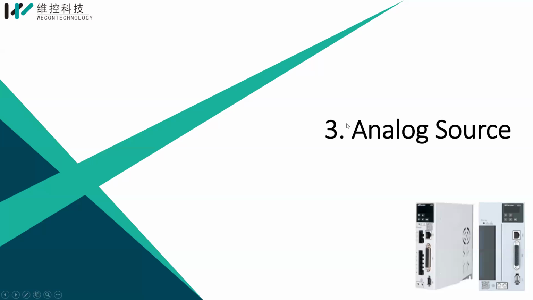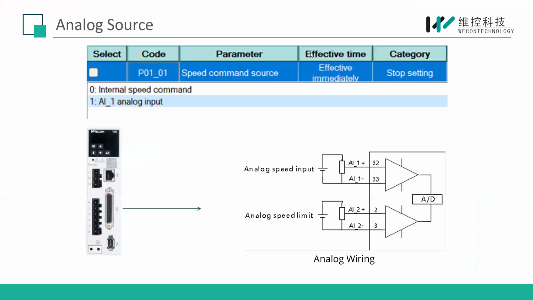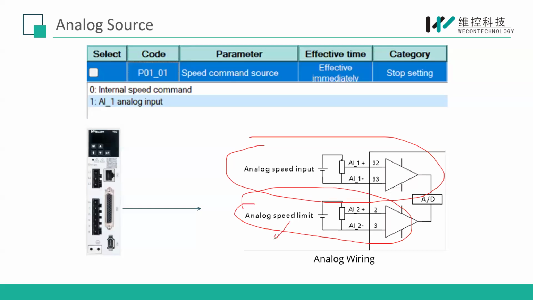Part 3 is about the analog input source. With this analog input source, we need to set this parameter as 1. For analog inputs, the VD2 series has 2 analog input ports, AI1 and AI2. We use AI1 to set the speed and use AI2 to set the speed limit.